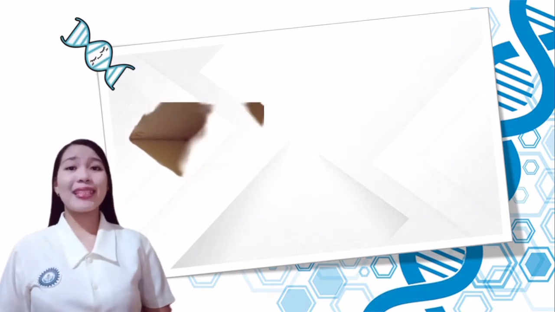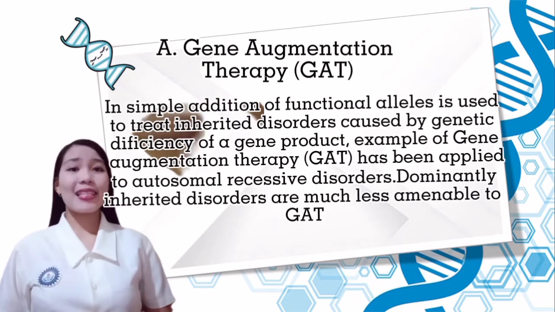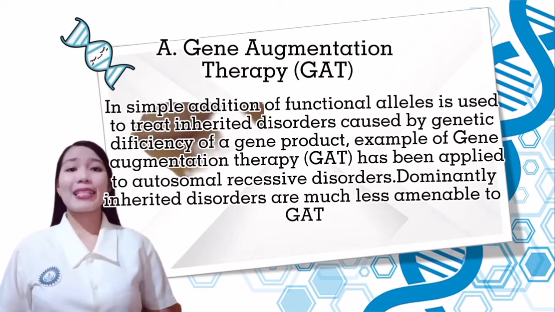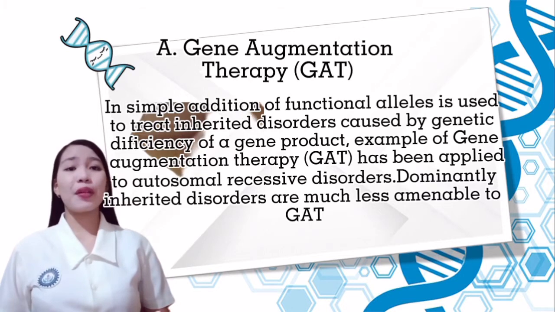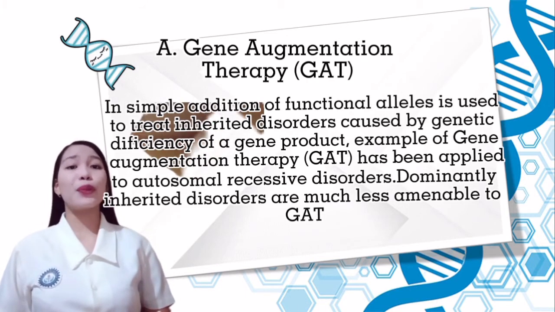Now, let's discuss the gene therapy strategies. Letter A is gene augmentation therapy, also known as GAT. In GAT, simple addition of functional alleles is used to treat inherited disorders caused by genetic deficiency of a gene product. Gene augmentation therapy has been applied to autosomal recessive disorders. Dominantly inherited disorders are much less amenable to GAT.